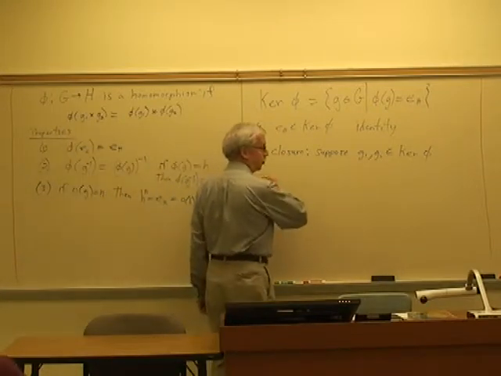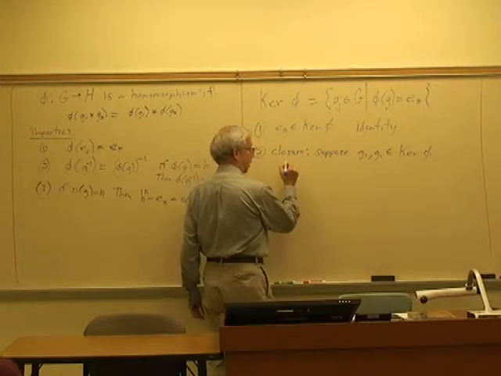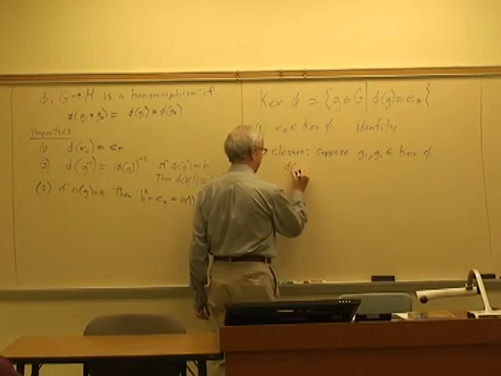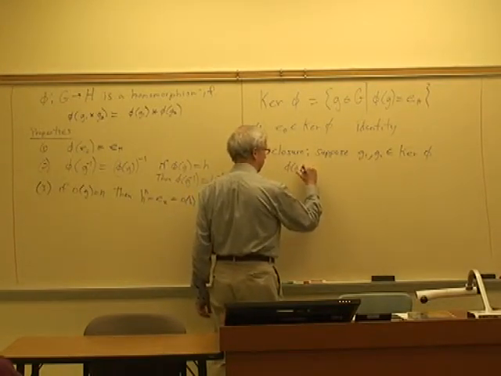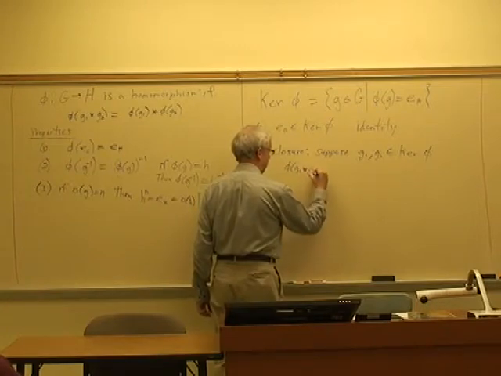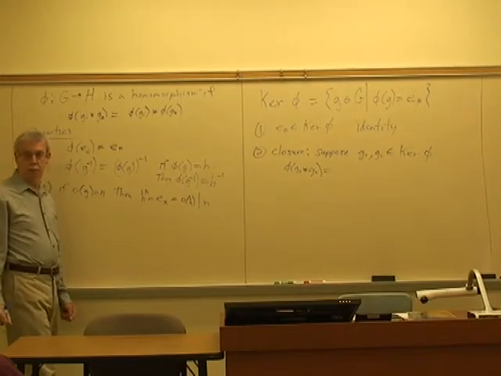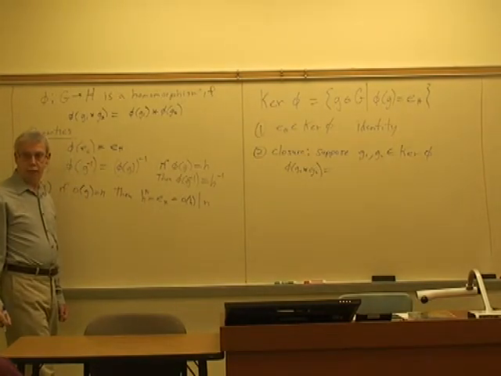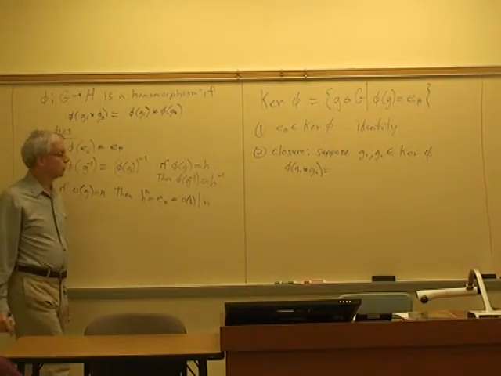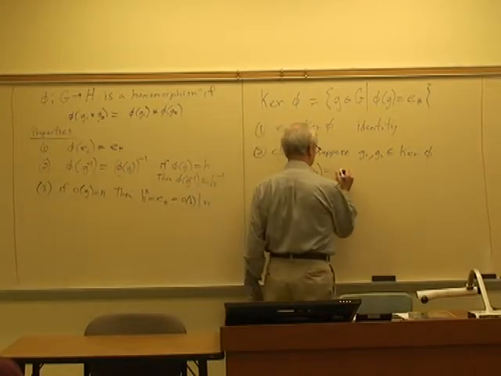Okay. G1, G2 are in the kernel, then I know automatically that phi of G1 star G2, because it's a homomorphism, is what? It's the product of the images of those two elements, right?